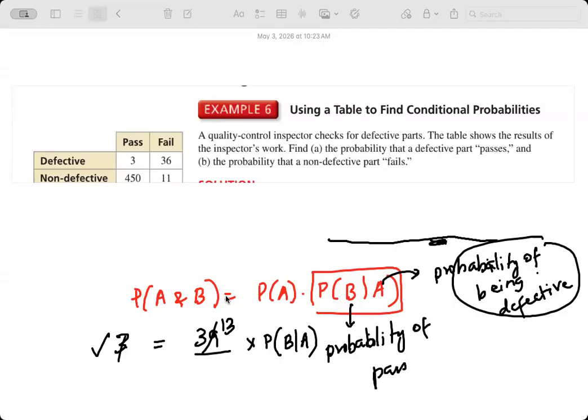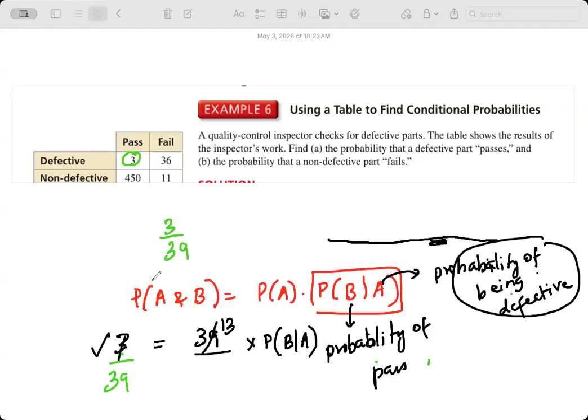It said the defective part passes, and there are 3 defective parts that pass, so I did 3 out of 39 for the probability of A. Correct, 3 out of 39 is correct here. And then I multiplied that by 11 over 461, because we need defective and pass. Correct, 3 out of 39.